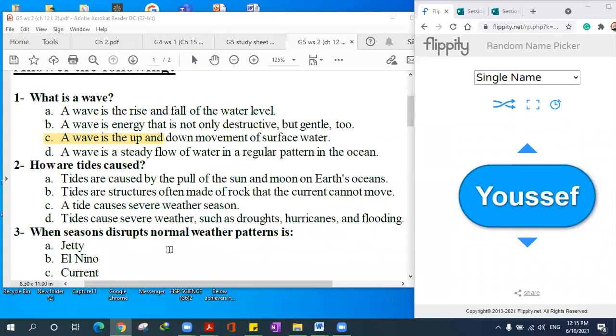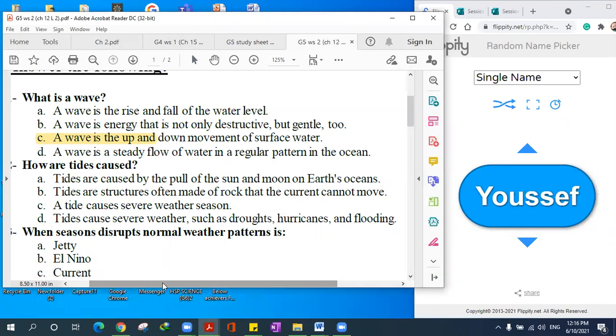Number two. How are tides caused or made? What do you think is the answer? Take your time in reading all the choices. Can you hear me? Yes? A. It's going to be A. Tides are caused by the pull of the sun and the moon. Really well. Thank you so much.